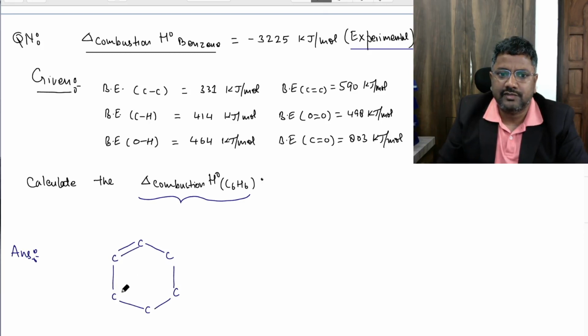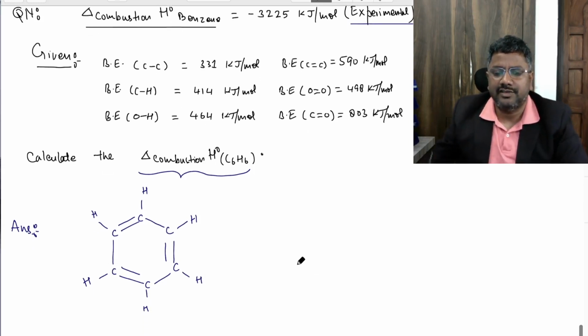So there should be clear-cut bonds, and the representation of bonds should be there. Otherwise, it is difficult for you to visualize how many bonds are there, right? So this is the structure of benzene.